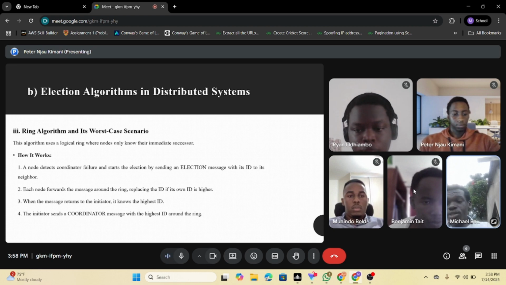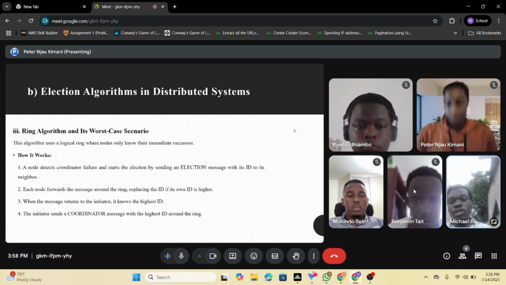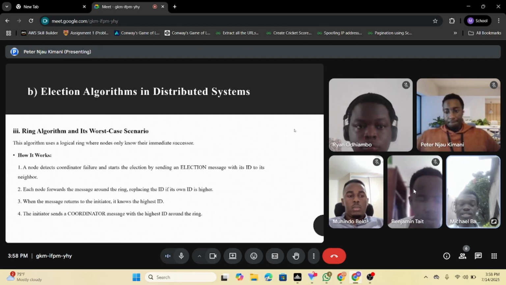Yeah. So each node forwards the message around the ring, replacing the ID if its own ID is higher. When the message returns to the initiator, it knows the highest ID. You can see how efficient it becomes, because at the end of the day, you'll be having a higher ID. Then the initiator sends a coordinator message with the highest ID around the ring. Actually, this is very straightforward, as you can see. Next.